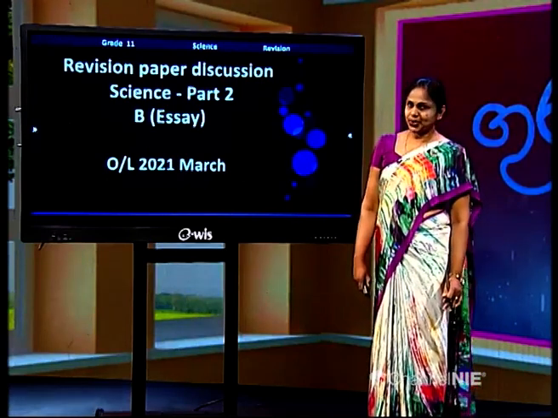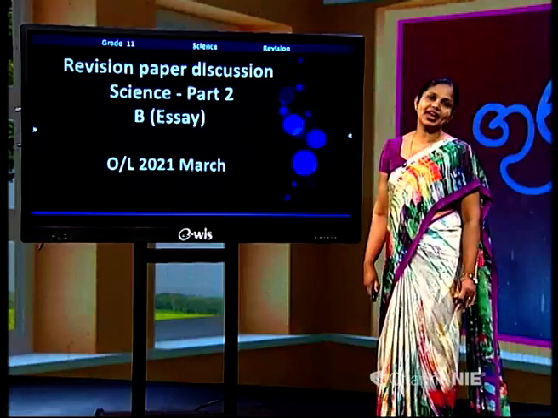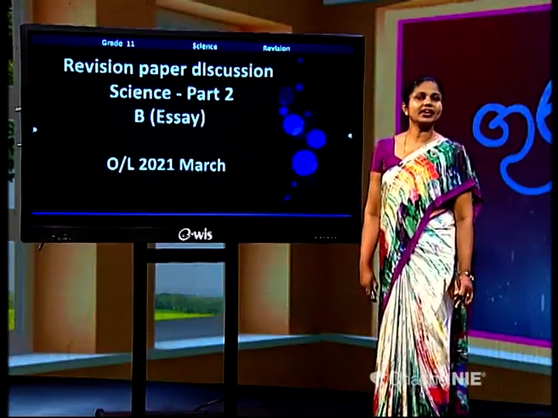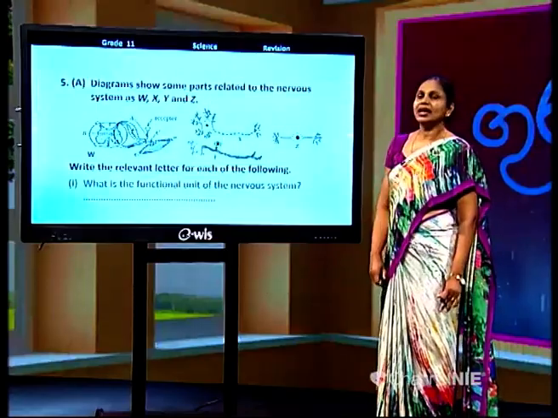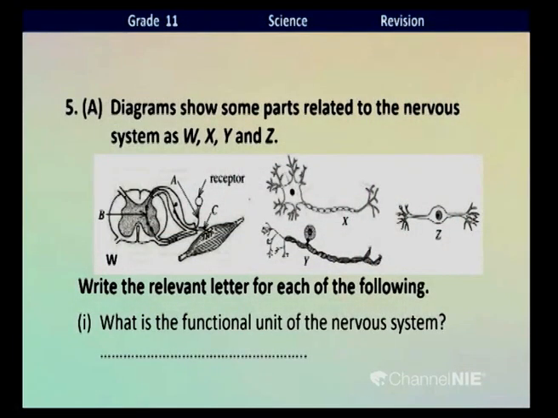We'll move to the first question, children. Please go through the diagrams given in the first question carefully. Here, the diagrams show some parts related to the nervous system as W, X, Y and Z. When you observe these diagrams, children, you should be able to understand that W represents a certain action related to the nervous system, right? It is familiar to you, I know that.